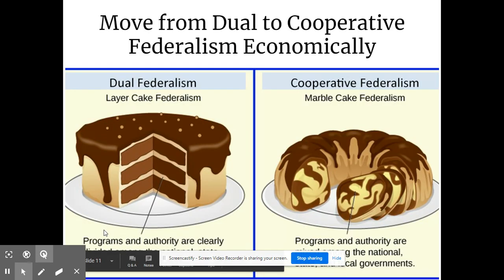Okay, so now we're seeing this move. We're moving from dual federalism to cooperative federalism, where programs and authority in the dual phase are very clearly divided, to this cooperative phase where programs and authority between the two governments are really intermingling more.